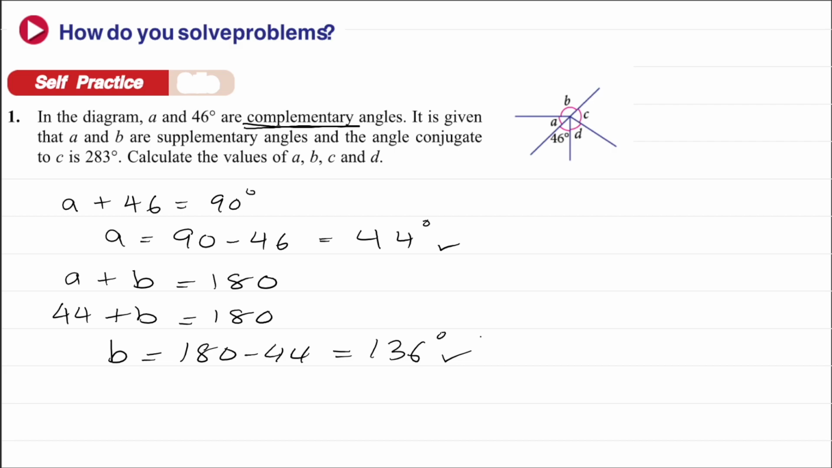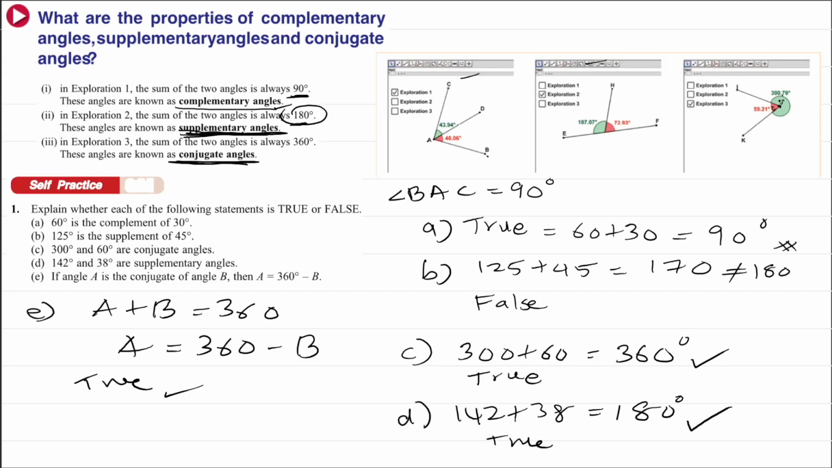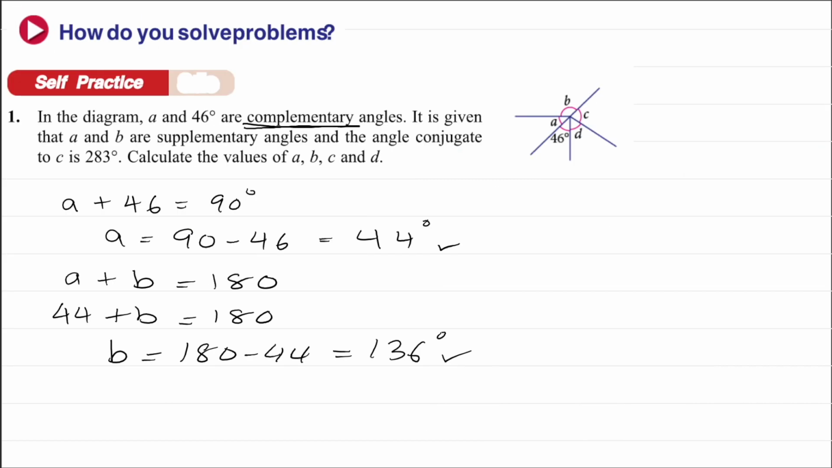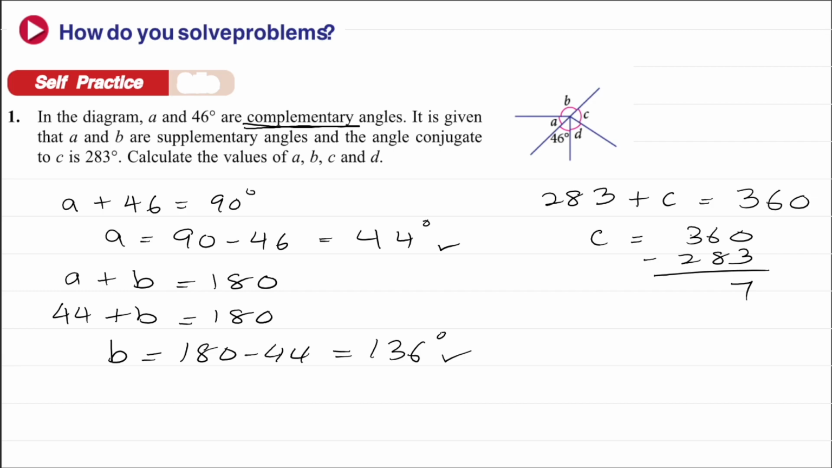And the angle conjugate to C is 283. Apakah maksud conjugate? Tengok balik. Conjugate adalah bila dua angle ditambahkan serentak you akan dapat 360. So, dia kata conjugate of C is 283. So, you know that 283 bila kita tambahkan dengan C, kita akan dapat 360. So, carilah C sama juga dengan 360 tolak dengan 283. So, kita akan dapat C berapa tu? 77. Okay. So, C is 77.